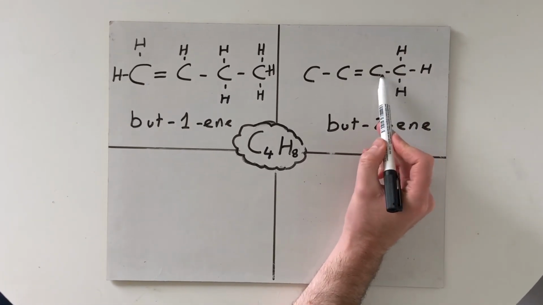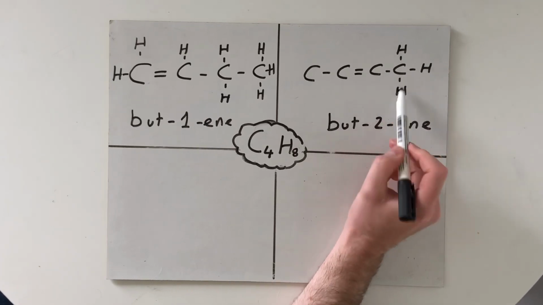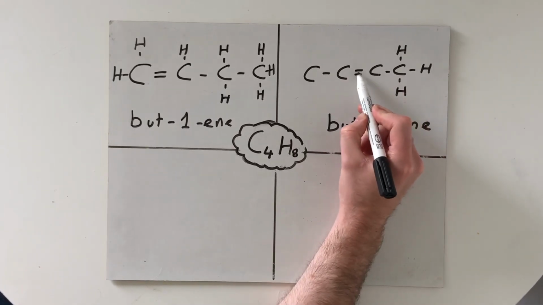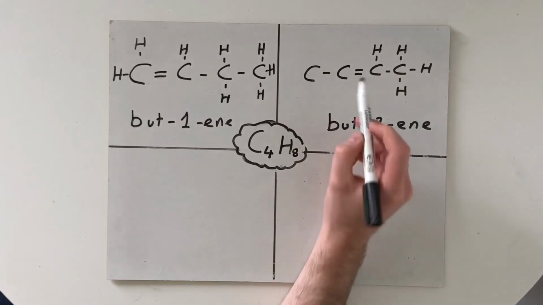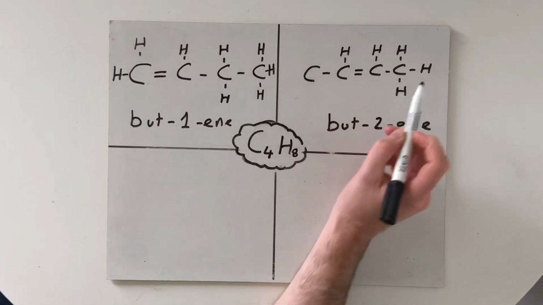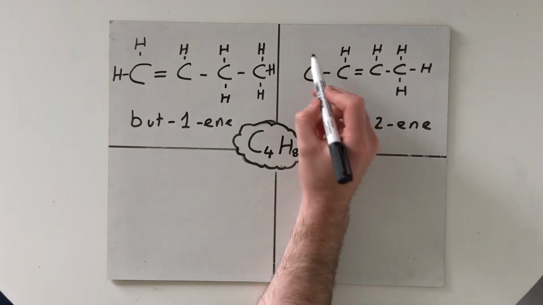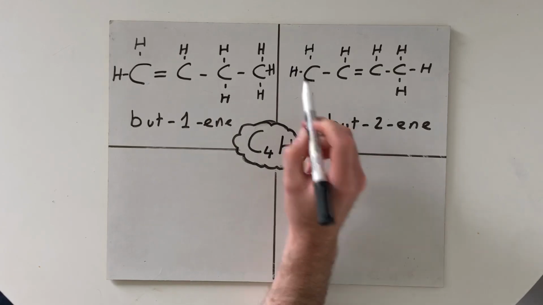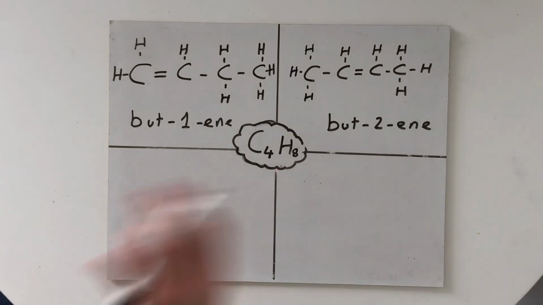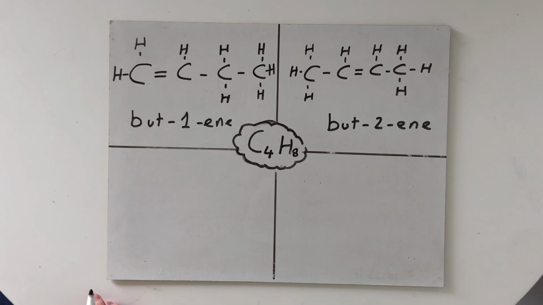That first carbon has one bond to the neighbouring carbon, so it's got three hydrogens. This carbon here has got one, two, three bonds to neighbouring carbons, so it needs one hydrogen. Same for this carbon here. And then it's a mirror image, we're going to have three hydrogens, sorry, on this carbon here. But-2-ene. So there's two isomers there.